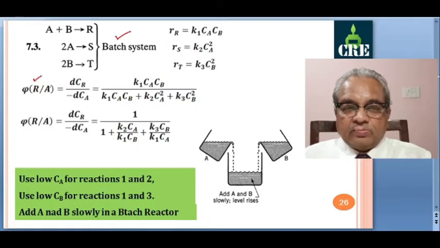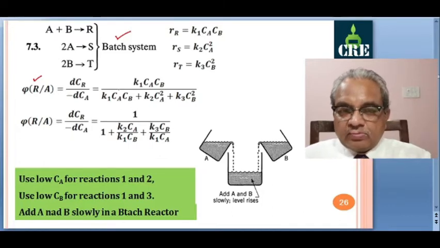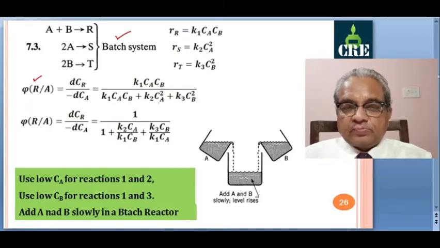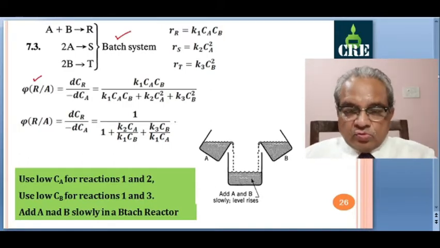We want R. So dCr by minus dCa, the instantaneous yield of R, denoted as phi R by A, is k1 Ca Cb divided by the sum of all these three rates. So if you divide throughout, we get 1 plus k2 Ca by k1 Cb plus k3 by k1, with Cb in the numerator and Ca in the denominator, where Ca cancels out. So we get this. To maximize this, we want to minimize the denominator terms.